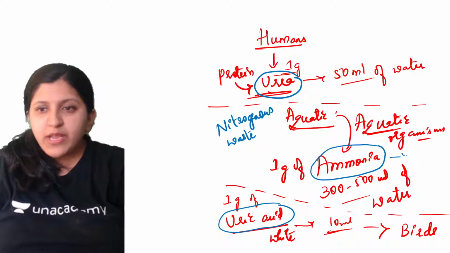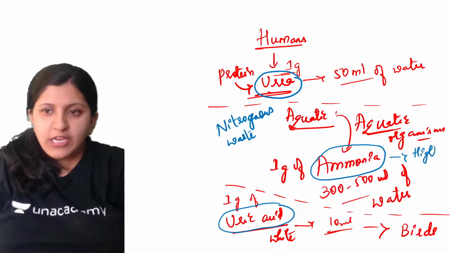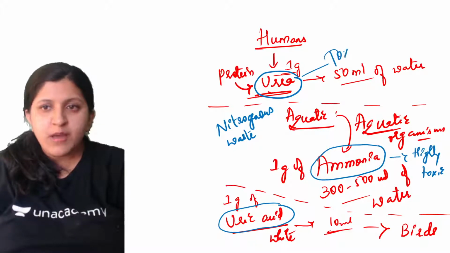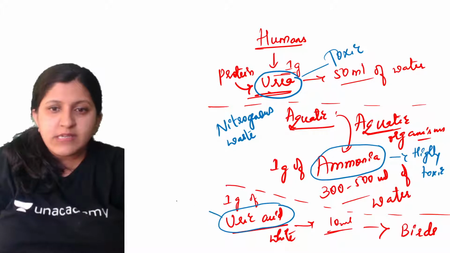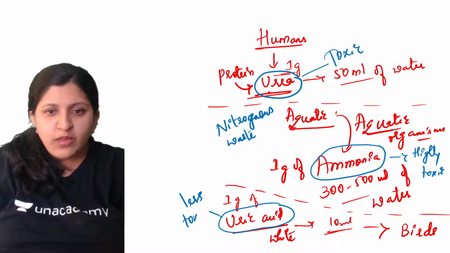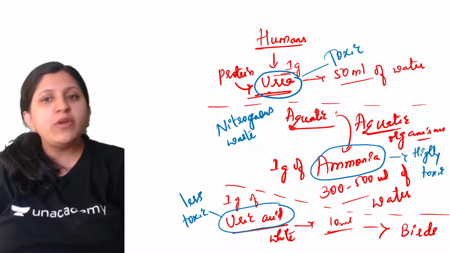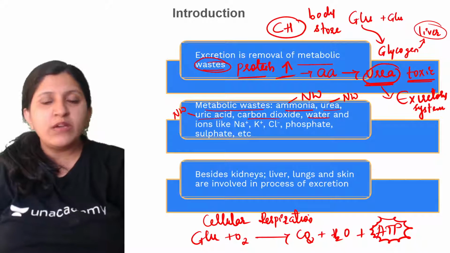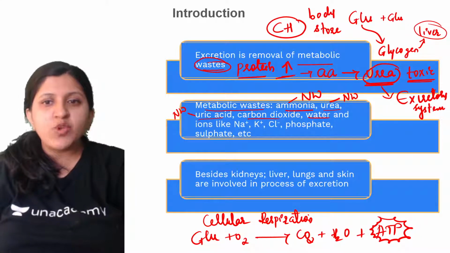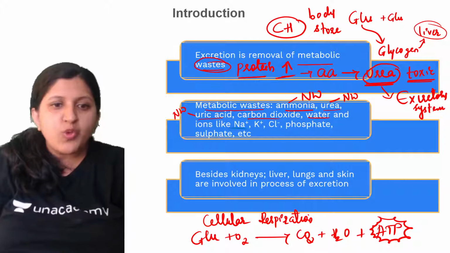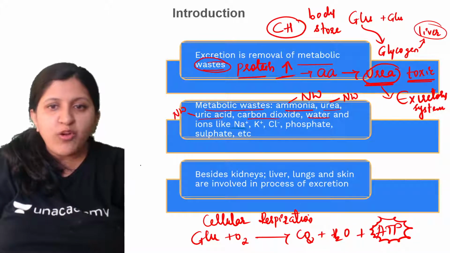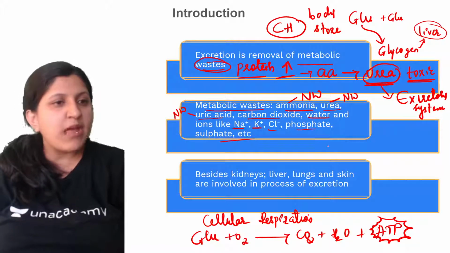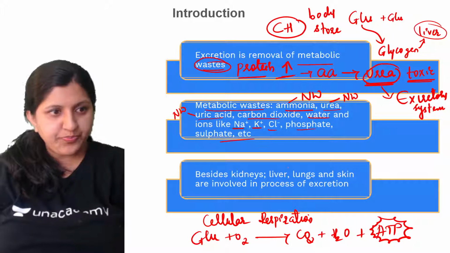So I'll just write this one. This is highly toxic, and this is also a toxic compound, and uric acid is less toxic as compared to the other ones. That is why we need to get rid of these unwanted compounds. Other than that, with the excretory system, we can get rid of excess amounts of sodium, potassium, chloride, phosphate, sulfate, etc. These can be removed out of the body.